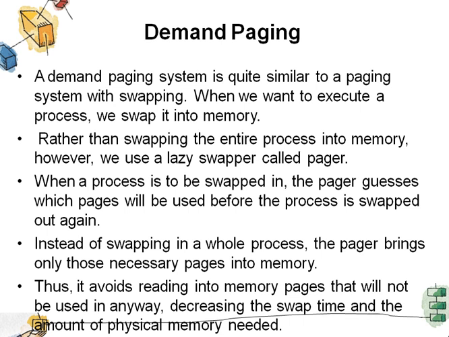Then instead of swapping in a whole process, the pager brings only those necessary pages into the memory, and thus it avoids reading into memory pages that will not be used in any way, decreasing the swap time and the amount of physical memory needed. So here the pager will make a guess and will bring in only those pages that are required. It will not bring in the pages which will not be used in any way. So this will decrease the swap time as well as the amount of physical memory which will be needed.